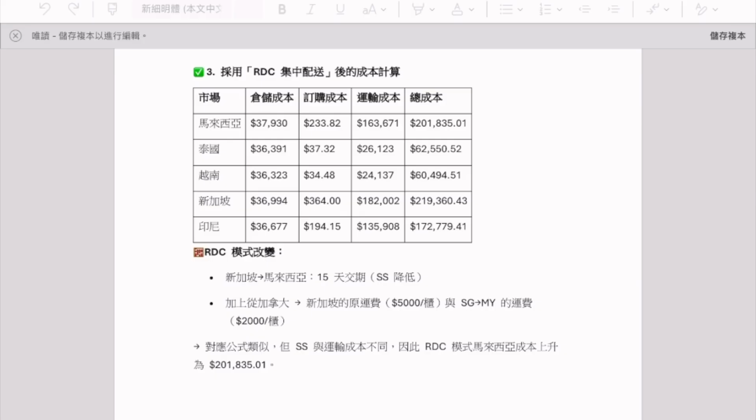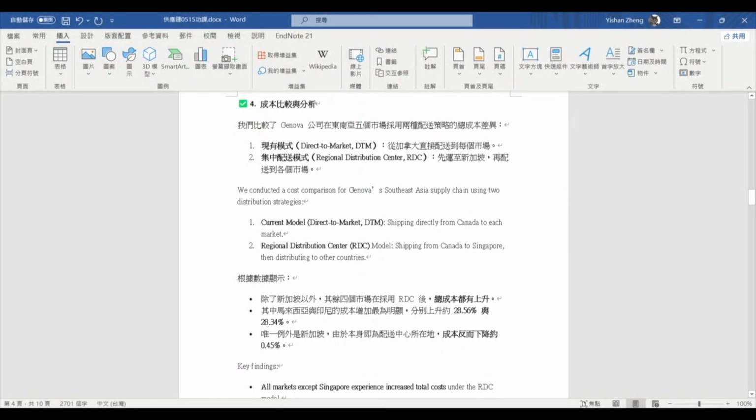For example, Malaysia's transport costs rose from around $116,000 to over $163,000. Overall, centralized distribution improves service levels and inventory efficiency. But unless we reduce intra-region transport costs, the total cost may rise. In Malaysia, the total cost increased by 28%, and in Indonesia by over $38,000. We conduct a cost comparison for Genova's Southeast Asia supply chain using two distribution strategies.